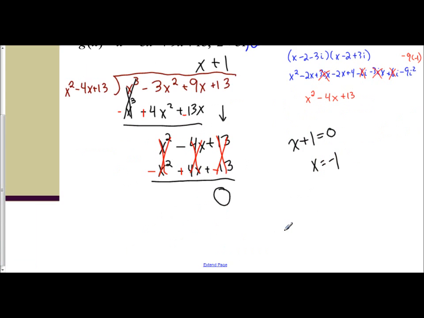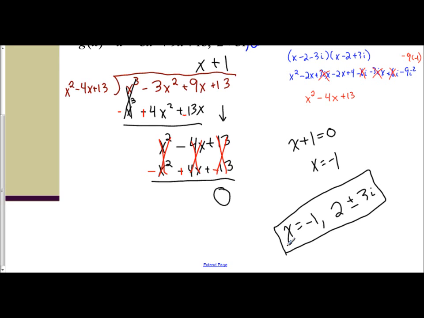We're asked to find all the zeros. And so we have the real one of negative 1. And we were given in the beginning the 2 plus 3i. And we used the conjugate 2 minus 3i. So our zeros are x equals negative 1 and 2 plus 3i and 2 minus 3i.